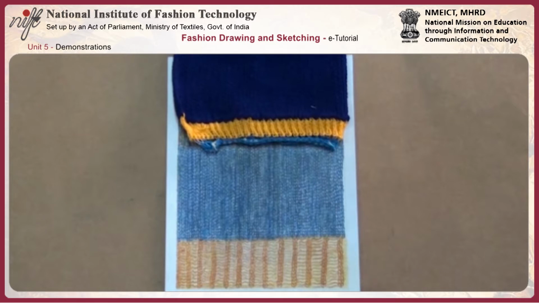Here you are watching a rendering using colored pencils. The fabric kept for reference is a knit fabric. As you see, there is an orange border in the fabric which shows a lot of texture. So the illustrator has rendered both these textures, one of which is a kind of orange and the other one is a dark blue.